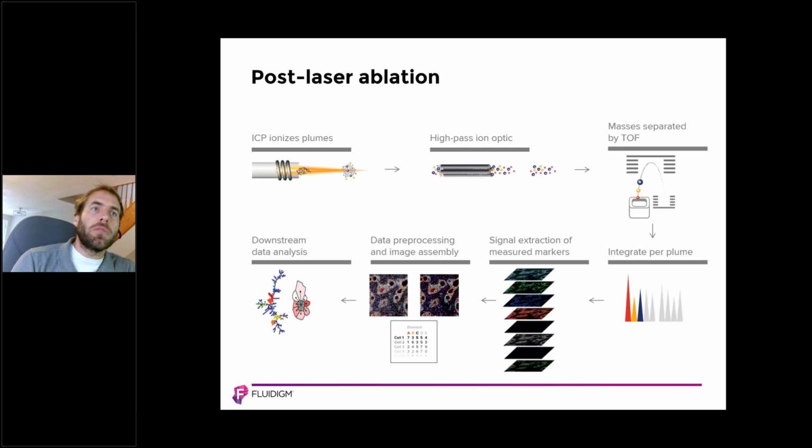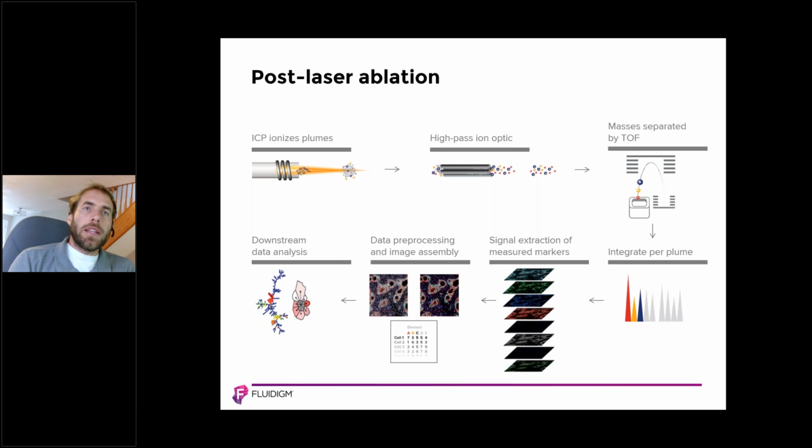So after the laser ablation, what happens? The little plume of material that's kicked up by the laser, blasting away at your tissue, gets carried into the Helios, right? Here you have your inductively coupled plasma. This is running at about the temperature of the sun, about 5,000 degrees Kelvin. It ionizes everything with 100% ionization efficiency.